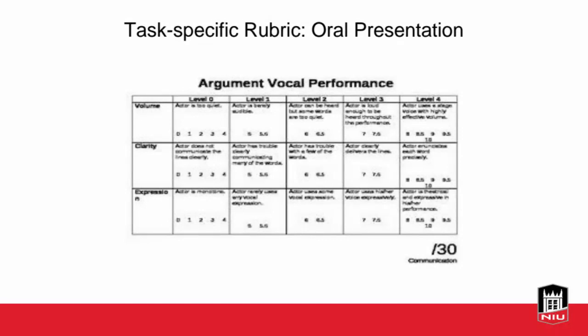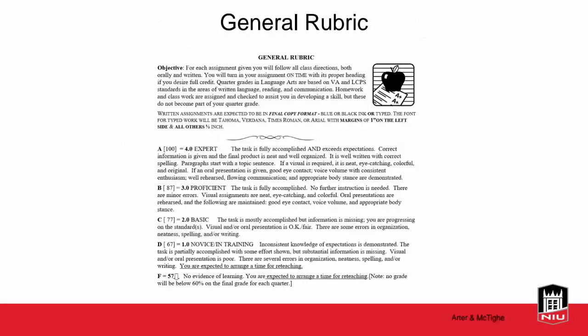So for this example, it's an oral presentation, and it's about argument vocal performance, so specifically vocal performance, volume, clarity, expression. And then we might have another one for content, a task-specific rubric specifically for that.